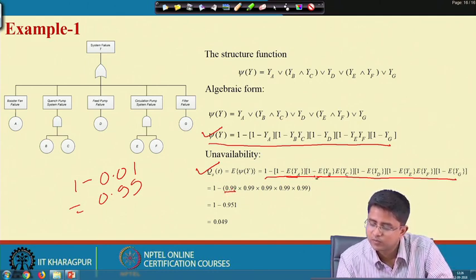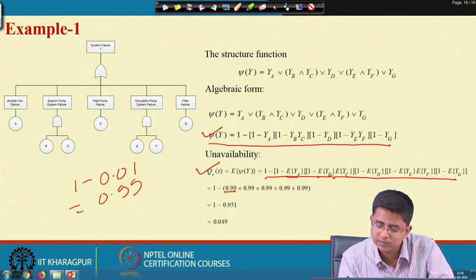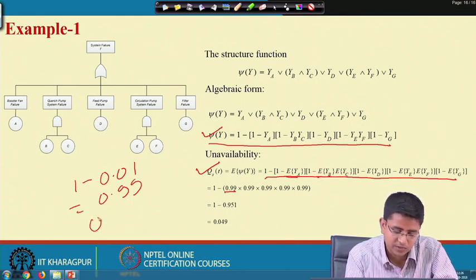Then for y b and y c, it is given that the probability of y b is 0.1 and y c is 0.1.